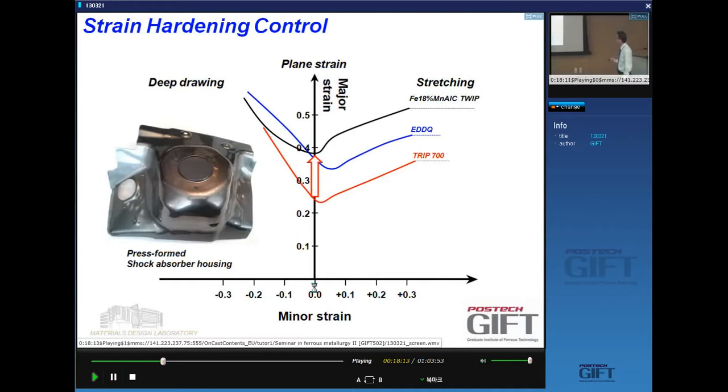If you want, for instance, to make this very complex shape here, a shock absorber housing, with your new high strength steel, you want a material that's better than, for instance, the strip steel here. You want a material that increases this minimum value, for instance a TWIP steel. That will make a substantial difference. You don't want to move in this direction, however strong the material is.